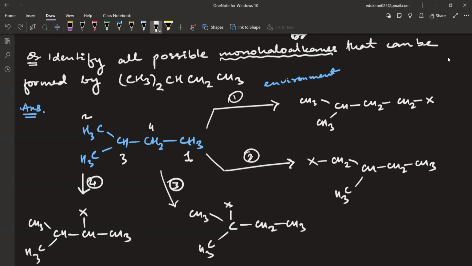Is this clear? Please tell me. Yes. Done? Yes. So these are the four possible monohaloalkanes that have been formed by CH3, CH2, CH3 twice, CH and CH2, CH3.